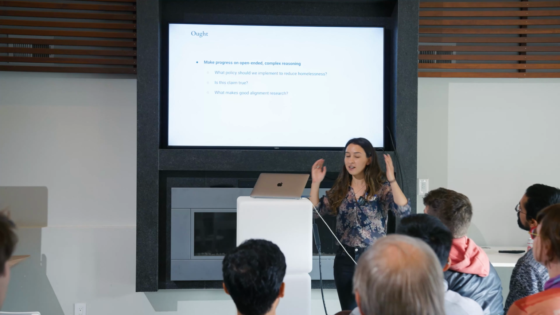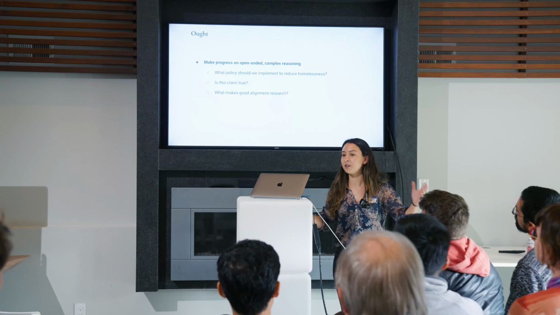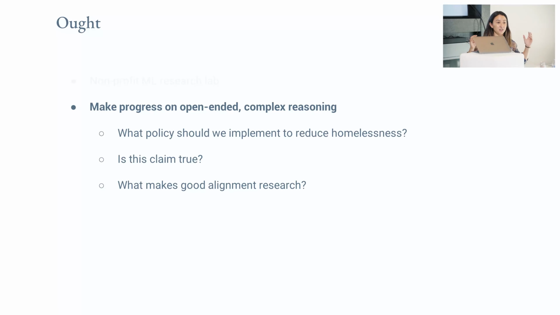So questions like, what policies should we implement to reduce homelessness? Is a certain claim true? What makes good alignment research? These are complex because it's hard for humans to actually make progress on these. We don't even know what a good process is. We don't know what a good answer is. But it's really important to push these forward for society.